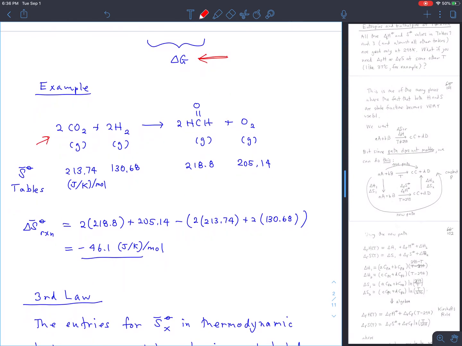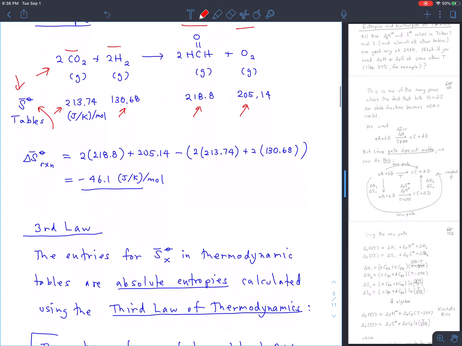Let's suppose I have this reaction. I've got 2 carbon dioxides plus some hydrogen. I'm going to reduce the carbon dioxide, form a formaldehyde, and I'll have a leftover oxygen molecule. From the tables that you can find on the internet and in other textbooks, the standard absolute third law entropy, which we'll talk about what that means in a minute, is 213.74 for the CO2, 130.68 for the H2, 218.8 for the formaldehyde, and 205.14 for the O2.